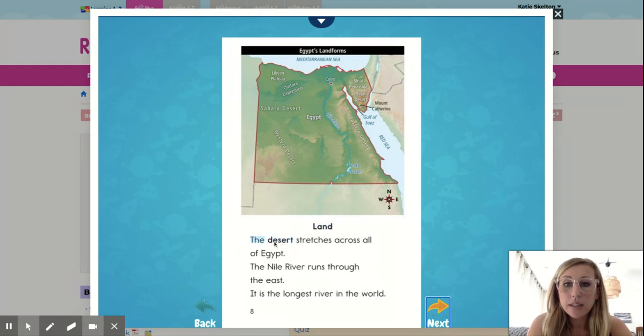Land. The desert stretches across all of Egypt. The Nile River runs through the east. It is the longest river in the world. As a reader, I'm going ahead and paying attention to this word that's in bold. So bold means it's darker than the rest, because that's probably a word I need to know or tells me more about what I'm reading about. So as a reader, I'm going to go ahead and write that word down in my notebook, even if I know what it means, because that's an important word for this text.